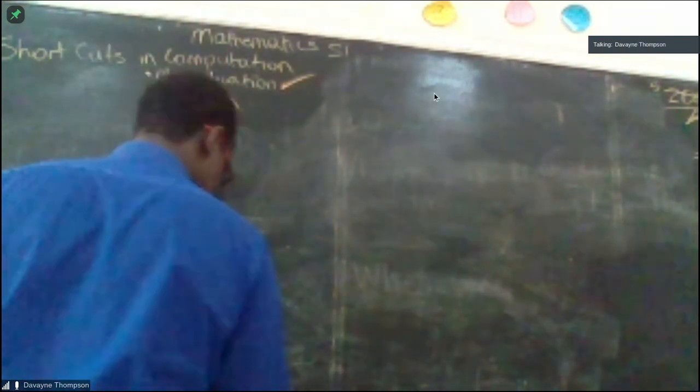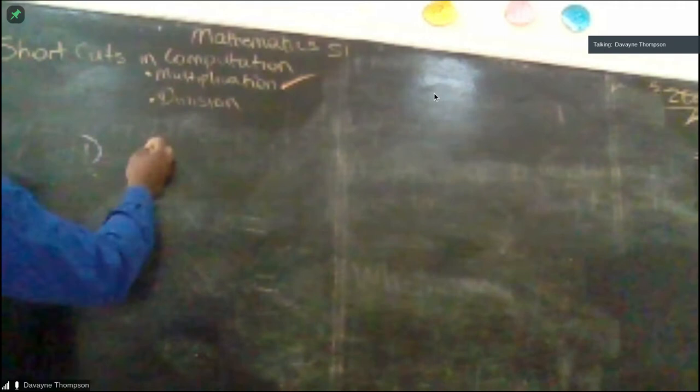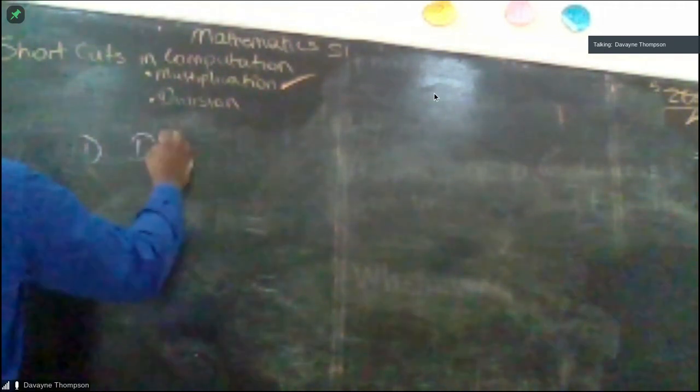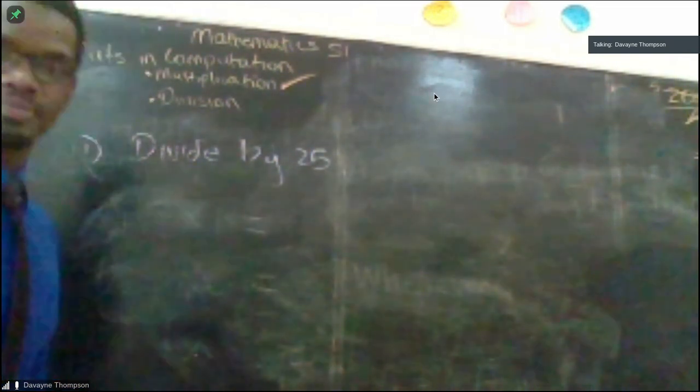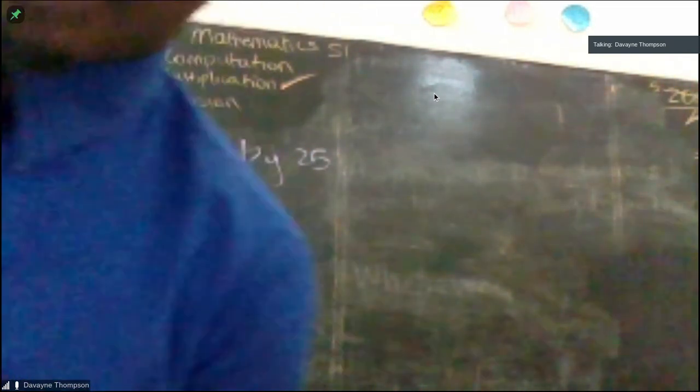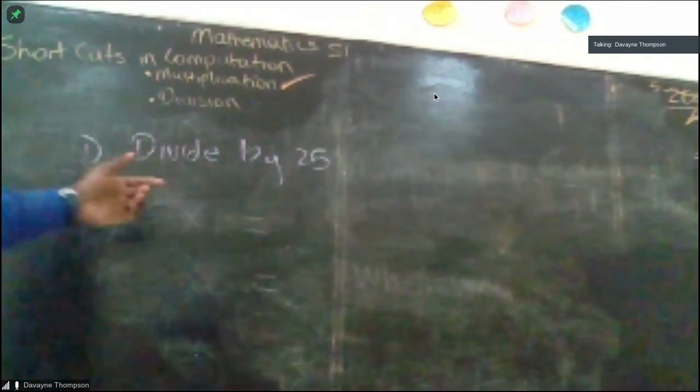Okay, let's begin. The first rule is what if you want to divide by 25? How do I solve this now? How do you divide by 25 as a shortcut?